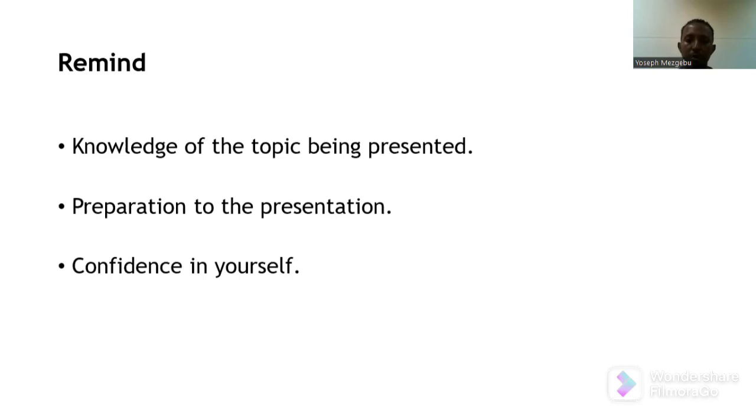Remember these pointers. Whatever amount of information you have, these 3 points should be taken into account. You could be good at English, you could have adequate information, but if you lack those 3 preconditions, your presentation may not be as good as you expect it to be.